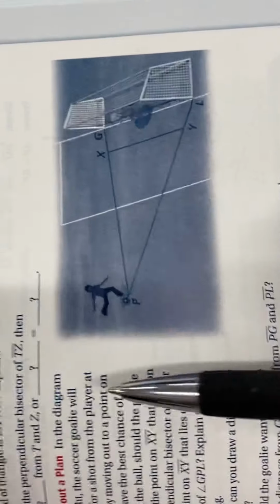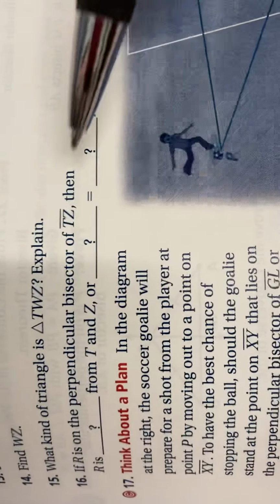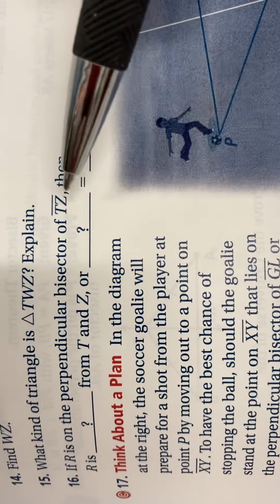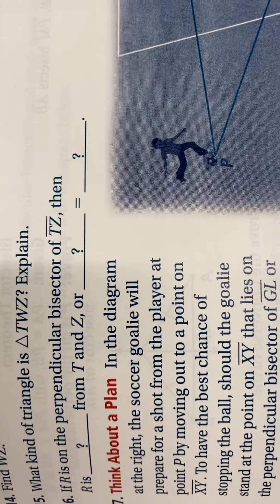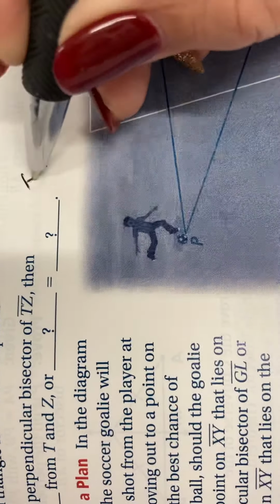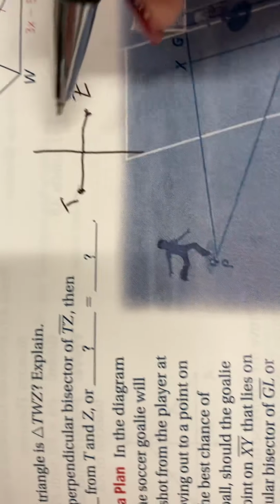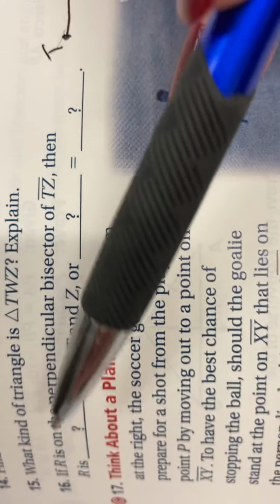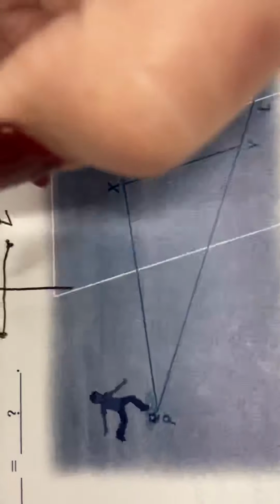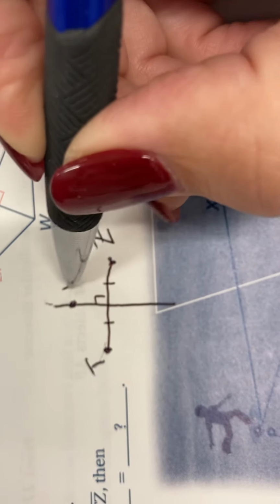Okay, let's look at 16. I'm over on page 213. This is the type of question you might see on a quiz. It says R is on the perpendicular bisector of TZ. So why don't we draw a segment TZ right here? All right, so here's T, here's Z, here's our perpendicular bisector that goes down. And what we know is R is on the perpendicular bisector. So I don't really care where you want to place R. You can place it up here, down here, does not matter. I'm just going to go ahead and put R right here.